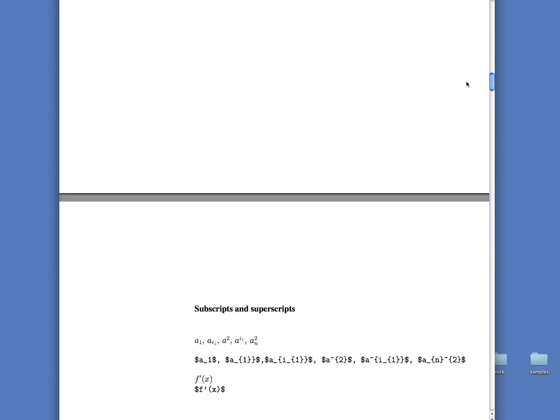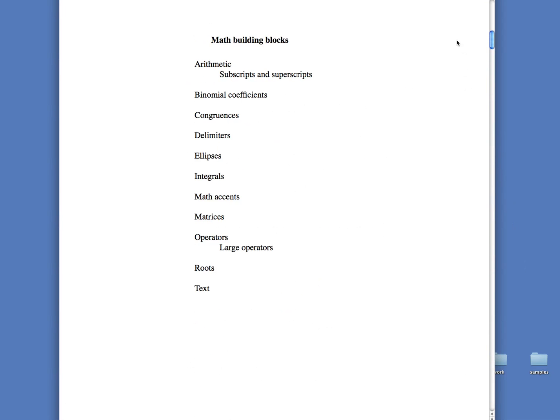So let's try to summarize what we have been doing. There are these many building blocks: arithmetic, binomials, congruences, delimiters, ellipses, integrals, math accents, matrices, operators, roots, and text. You should know of all these building blocks. If some you don't ever use, like I have never used integrals in a published paper, just look at it once and just know that in case you need it for some reason, look it up.